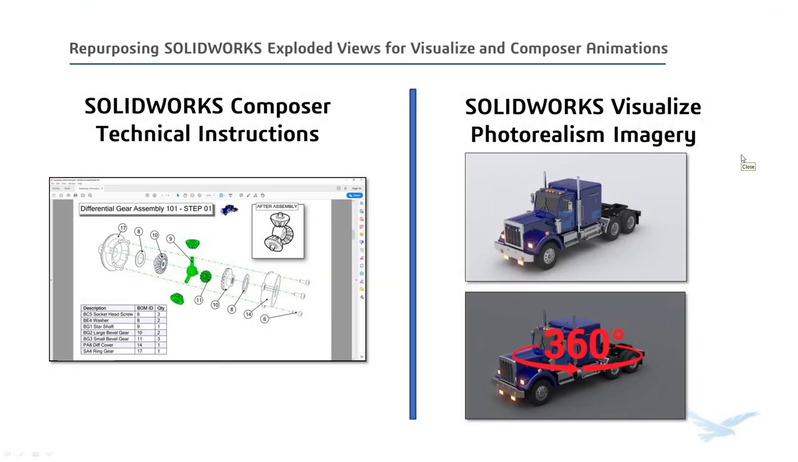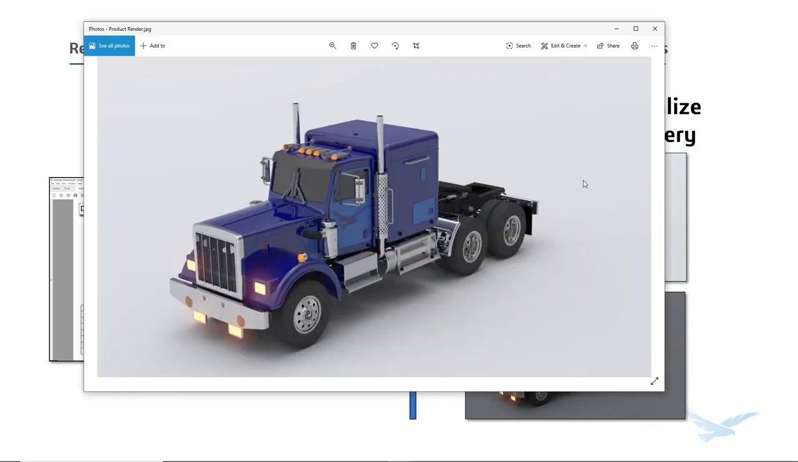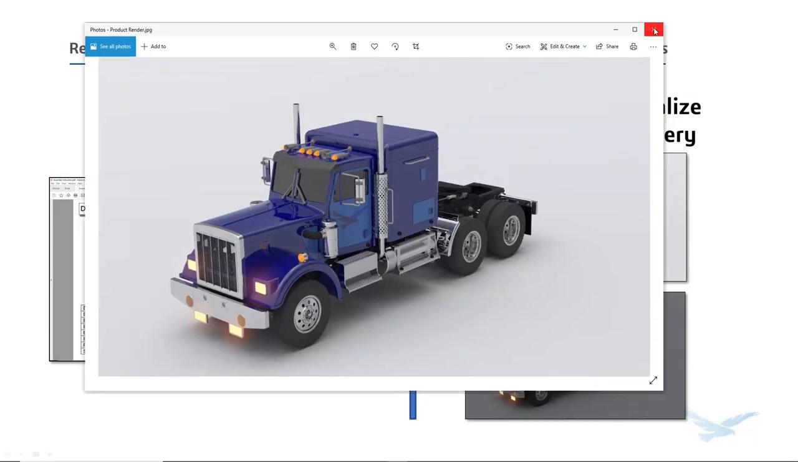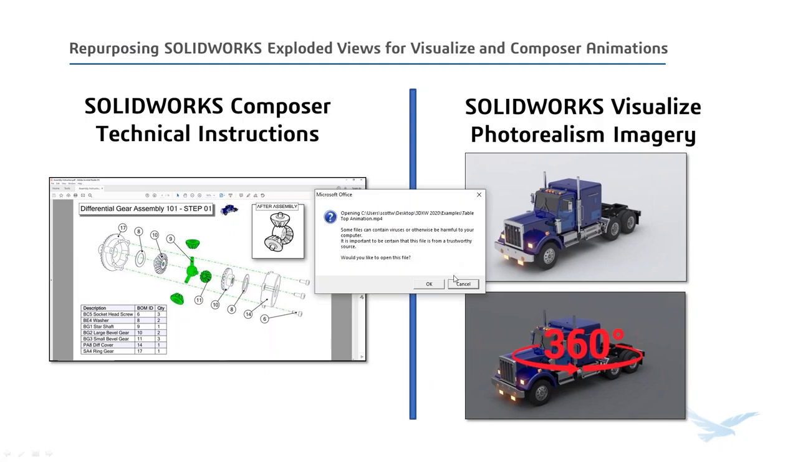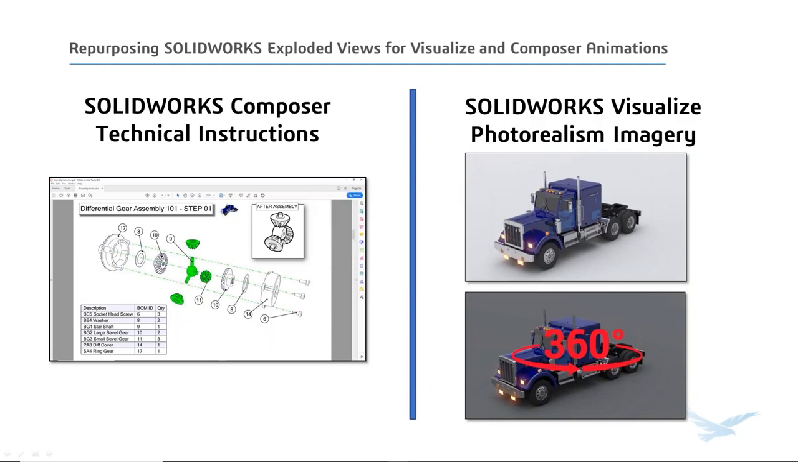Going over to Visualize, this is going away from the tech comms kind of world into marketing. And this is for that photorealism rendering. So we have this truck, right? And this is the visualized rendering, and it's going to show what this guy's going to look like after it's been ray traced photorealism rendered quality. And this is a static image, but Visualize can do a lot more than that. It can do animation, which we're going to be covering today.